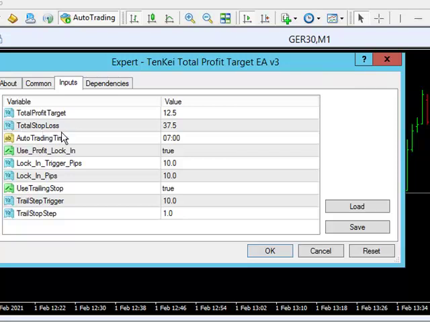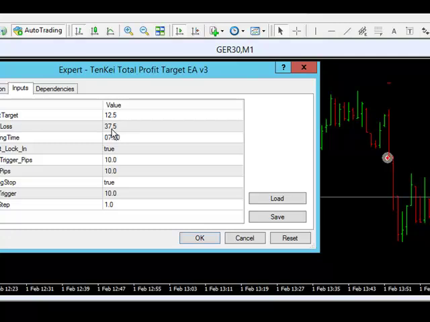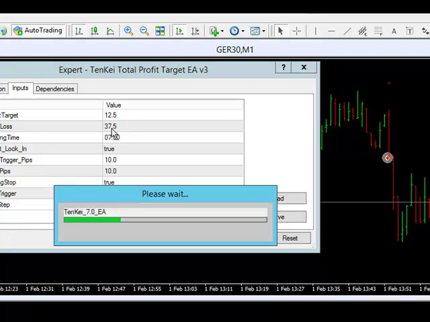Our total stop loss is 37.5, which means if the market goes against us, we will be stopped out for 37.5 points or pips. How does that figure come about? It basically means that it's 12.5 times 3 equals 37.5. So that means if we lose 3 trades, say for instance in a row, or just 3 trades in general, we will get stopped out for 37.5, but we don't wish for that to happen.